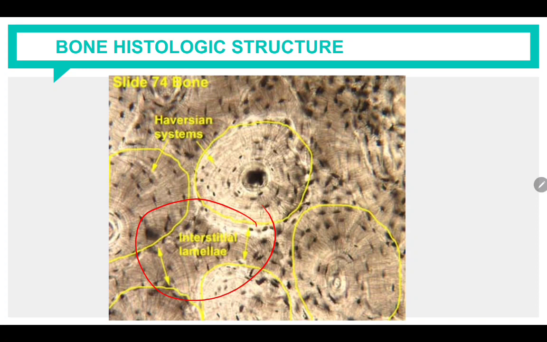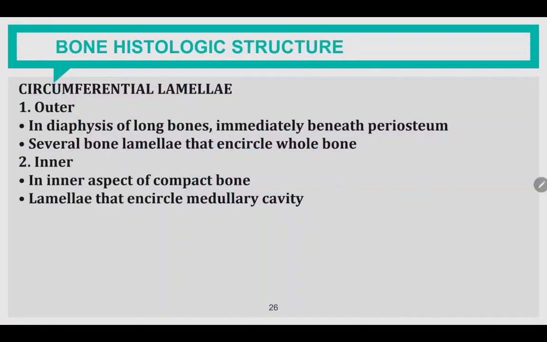Okay, so let's move on sa ato ang next slide and talk about the circumferential lamellae. Okay? Circumferential lamellae, guys, is the outer. So basically, guys, makita niyo siya sa yung pinaka parang labas-labas na, no? Yung external part of the bone. Okay? So sabi dito, in diaphysis of the long bone, immediately beneath the periosteum, you can see the circumferential lamellae. Several bone lamellae that encircle the whole bone.